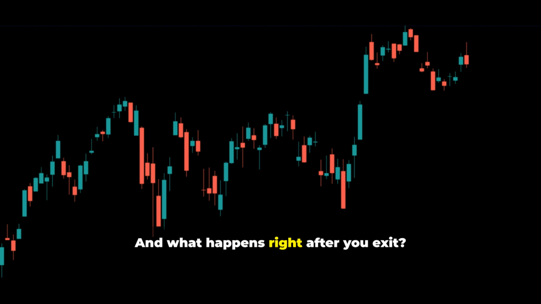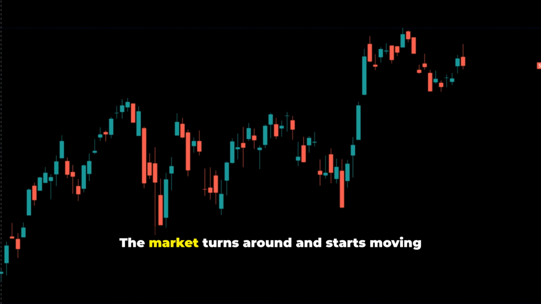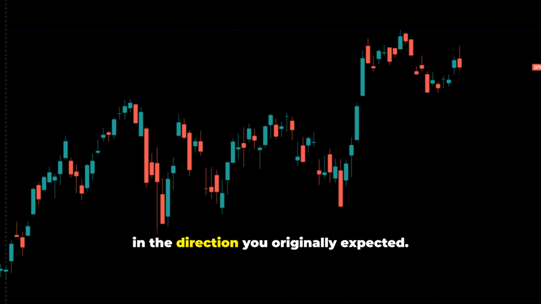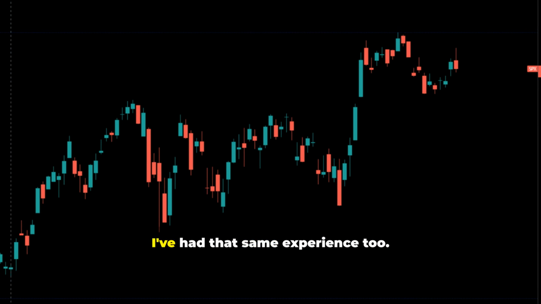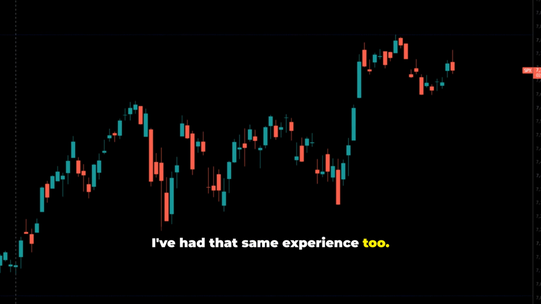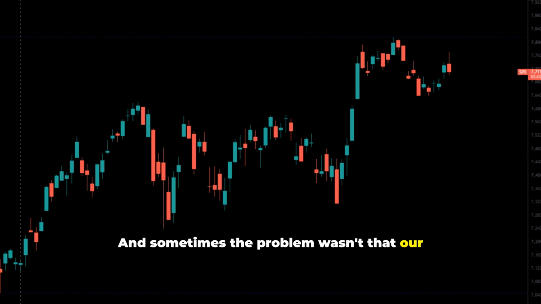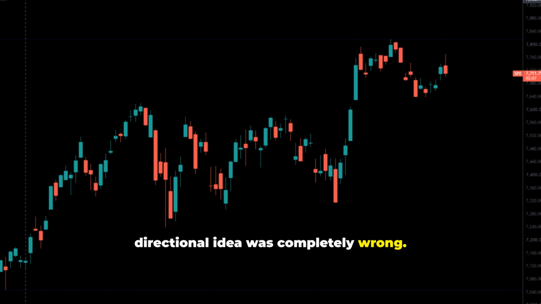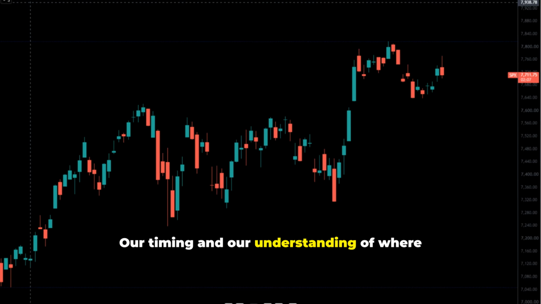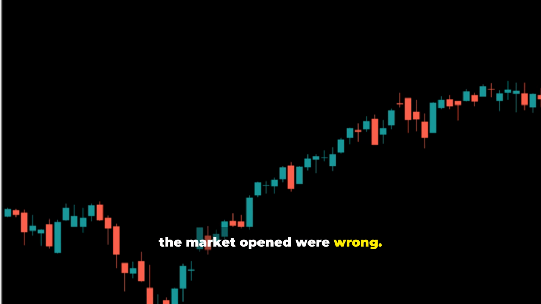And what happens right after you exit? The market turns around and starts moving in the direction you originally expected. I've had that same experience too. And sometimes the problem wasn't that our directional idea was completely wrong. Our timing and our understanding of where the market opened were wrong.